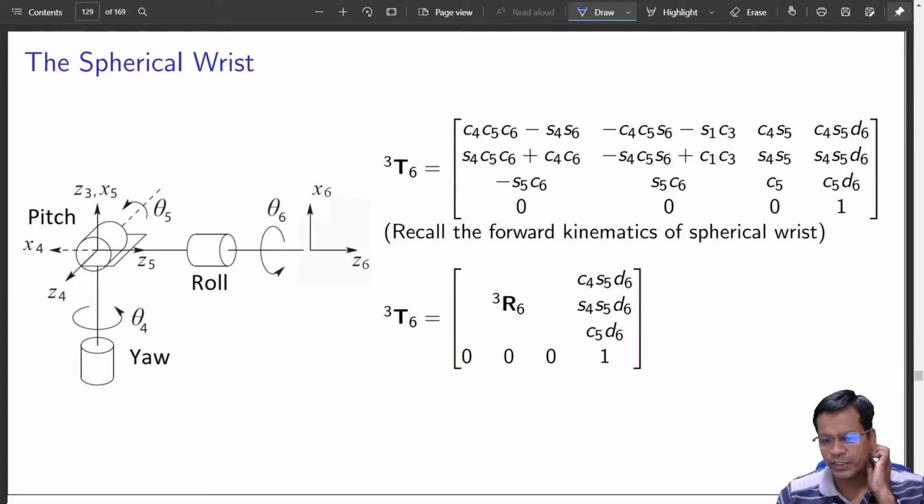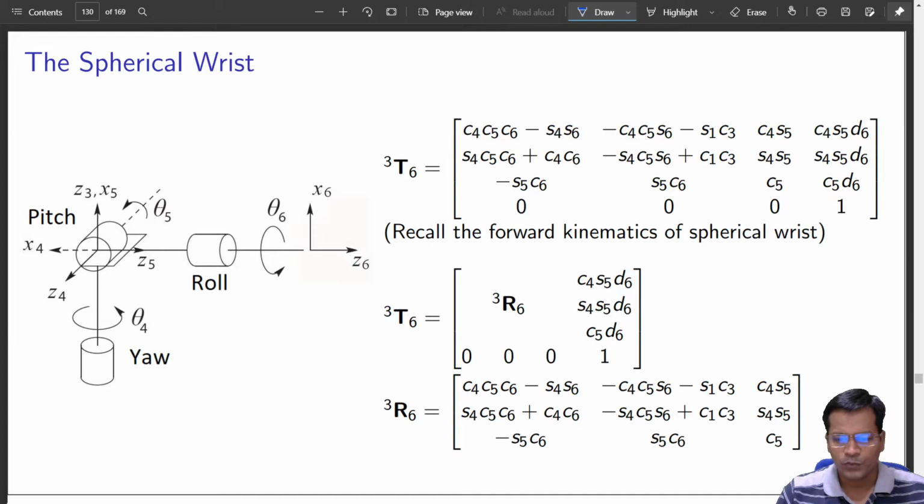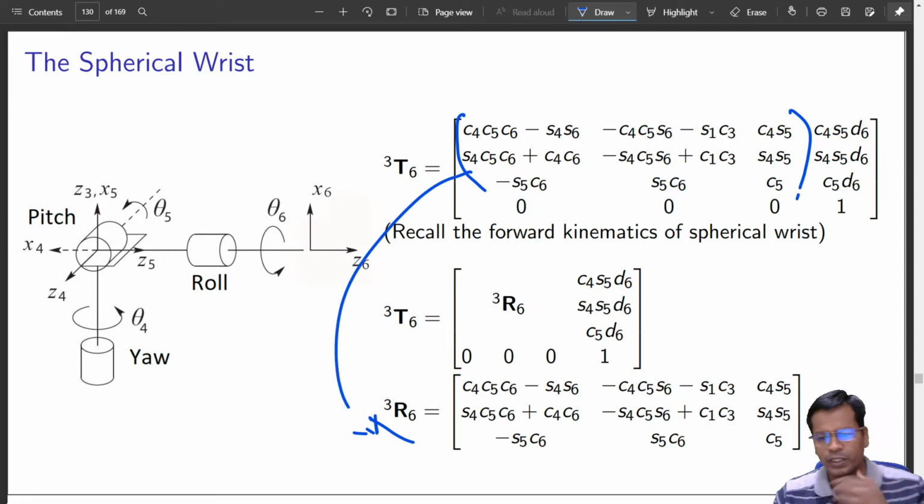How I'll do it? See, 3R6 is known. These values are unknown. This is known. This is what this one is. This can be rewritten as this. Moving ahead, 3R6 is this, as I have said. I have simply rewritten it like this. So this is the interpretation of the spherical wrist forward kinematics.